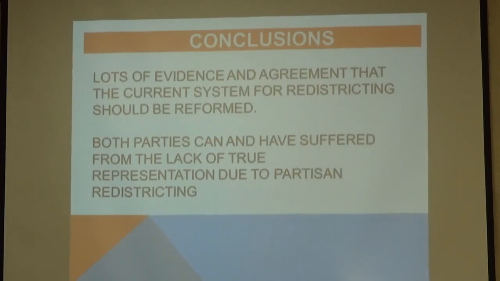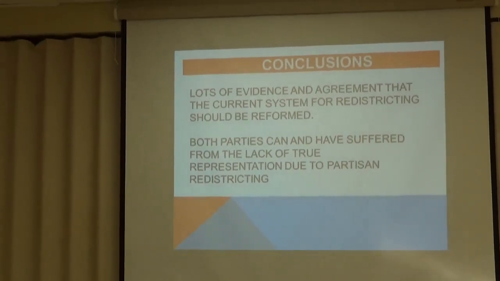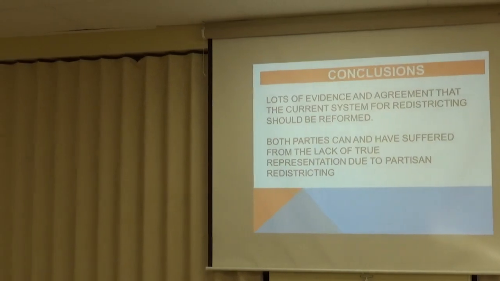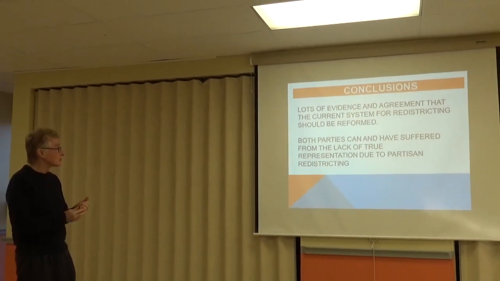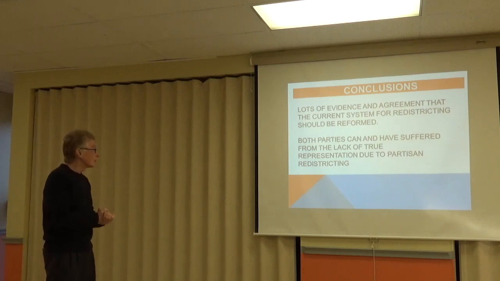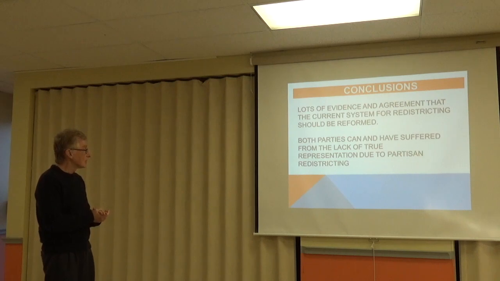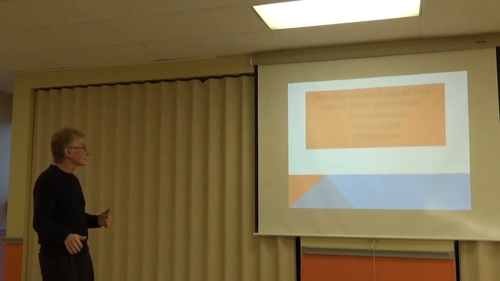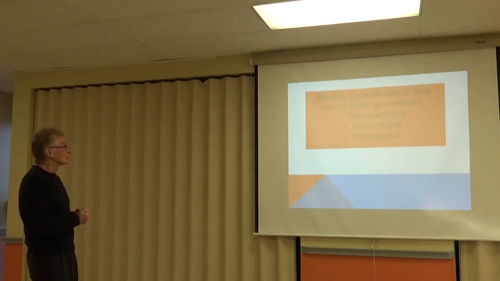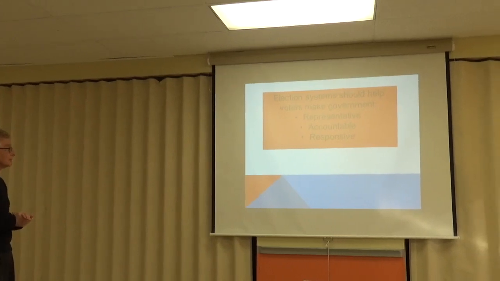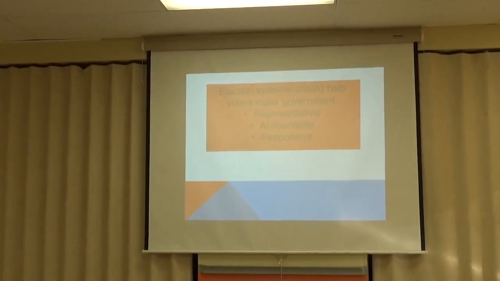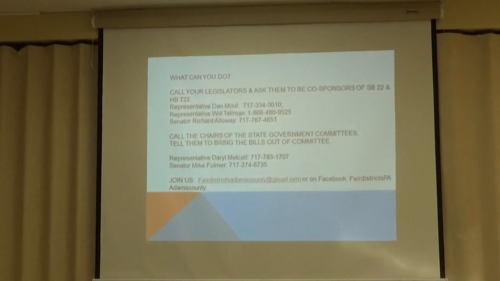So in conclusion, there is lots of evidence and agreement that the current system needs to be reformed, and that we need to use some sort of mechanism, like an independent commission, to draw these lines. Both parties have suffered, and there's been lack of representation as a consequence. Election system for voters should be representative, and we should have accountable systems and also responsive systems.